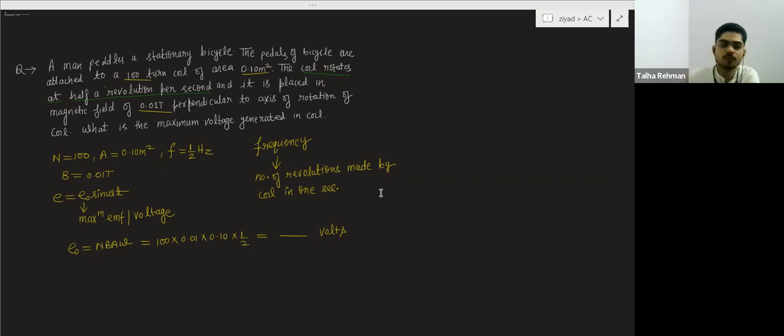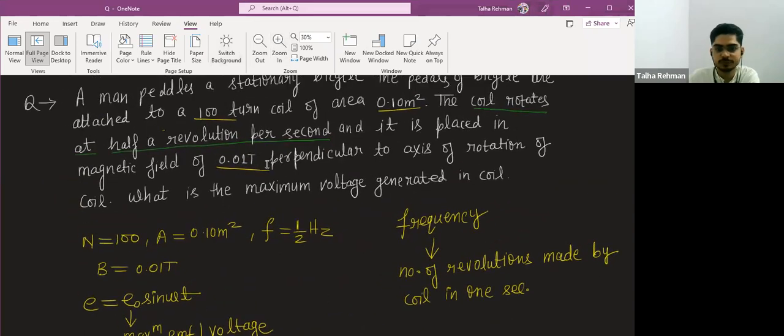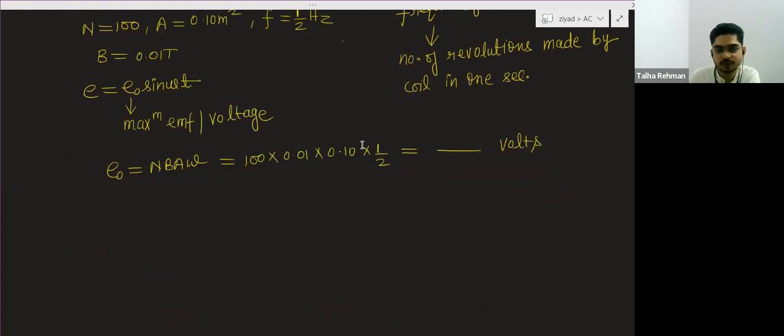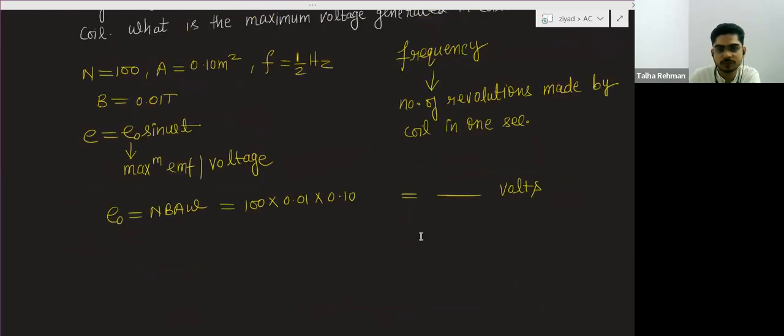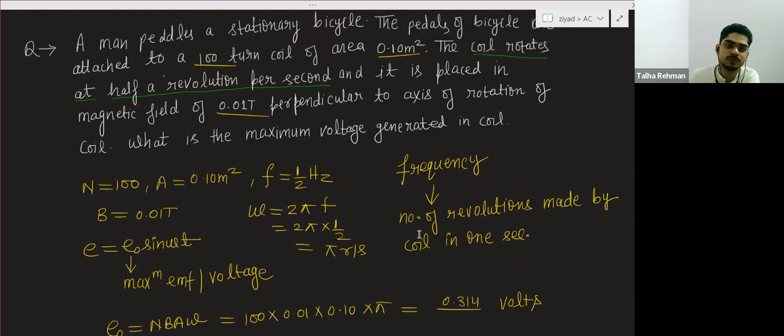Oh, there is one problem, sir. Actually in this question, frequency is given, and in this formula there is omega, so we cannot directly put this value. We will first calculate omega, given by 2 pi f. Here f is half, so omega will be pi radian per second. So basically here you will put pi, and your answer will be 0.314 volts.